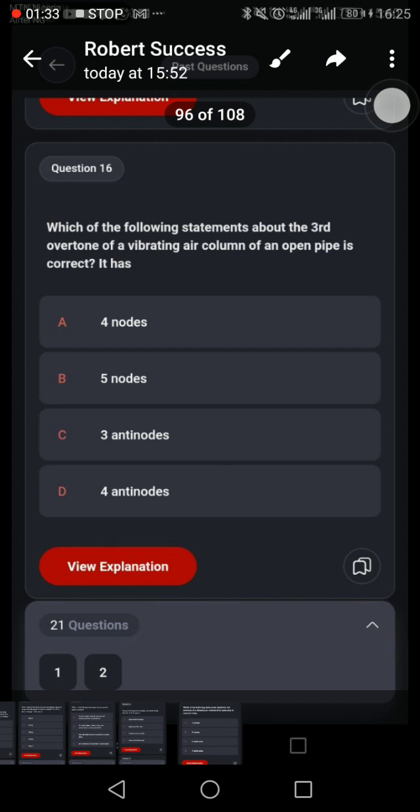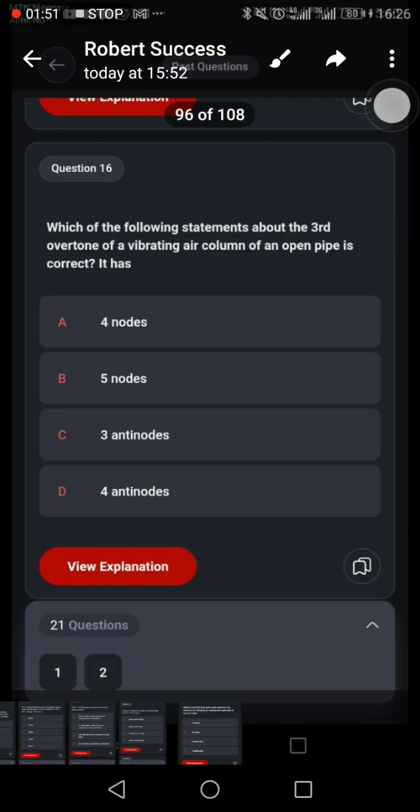The fundamental note has a node in between. Move to the first overtone, you have 2 nodes. Move to the second overtone, you have 3 nodes. And finally move to the third overtone, you have 4 nodes. So that's the answer.